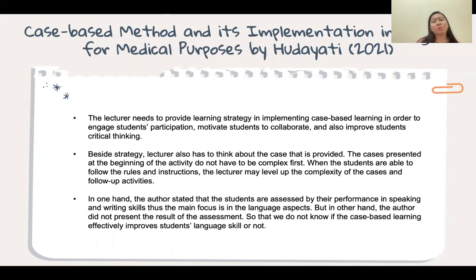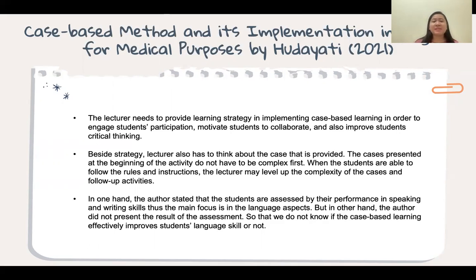Actually, the lecturer needs to provide a learning strategy in implementing case-based learning in order to engage student participation, motivate students to collaborate, and improve student critical thinking. So in implementing case-based learning, it's better to provide some strategies. And then besides strategies, the lecturer also has to think about the case that is provided.